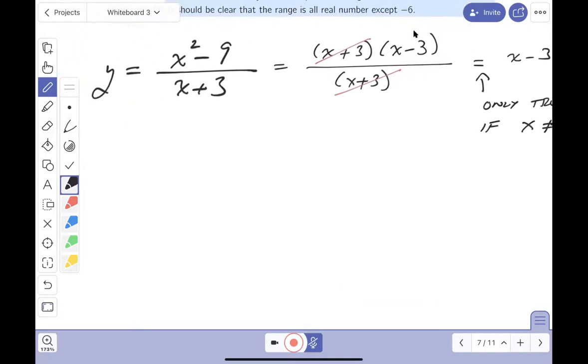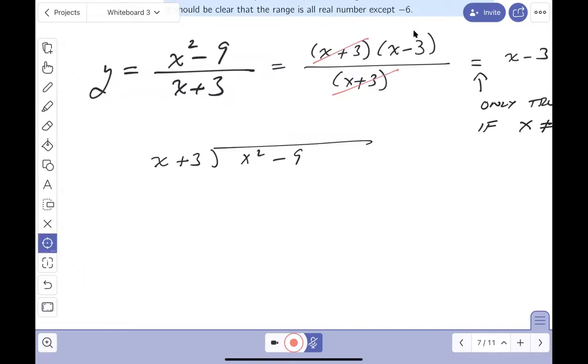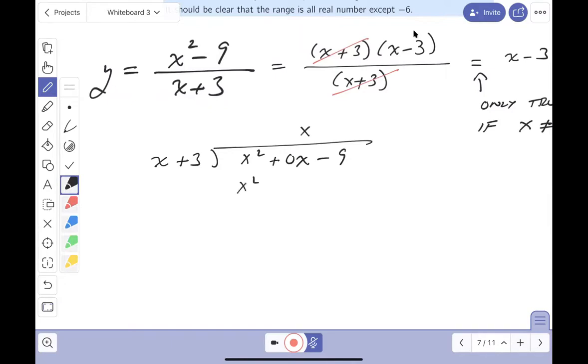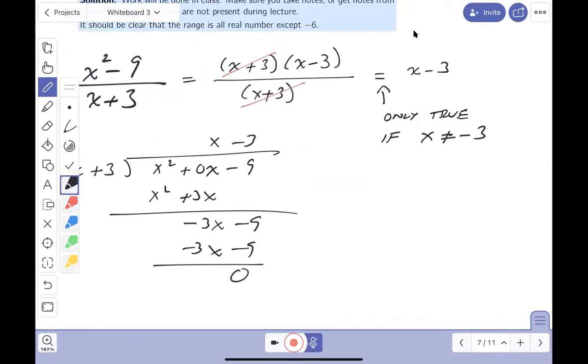Now, what else could you do? If you looked at it and you really weren't thinking, you could also do a long division. Well, let me put the missing places in. For the students that need it, by the way. Not everyone needs it. Well, what times x squared? X squared would be x. That's x squared plus 3x. Then you get minus 3x minus 9. What times x is minus 3x is minus 3. What do you get? Minus 3x minus 9. Lo and behold, 0.